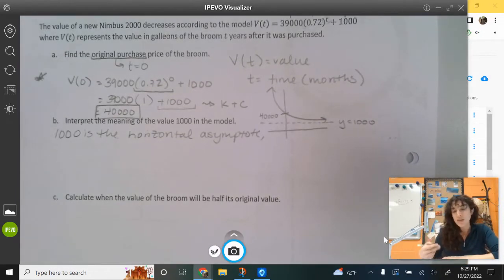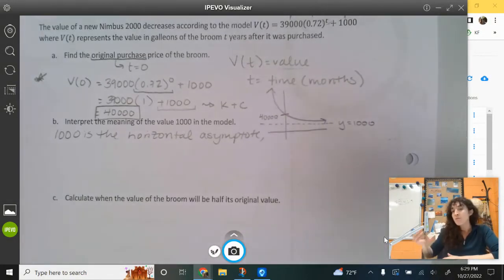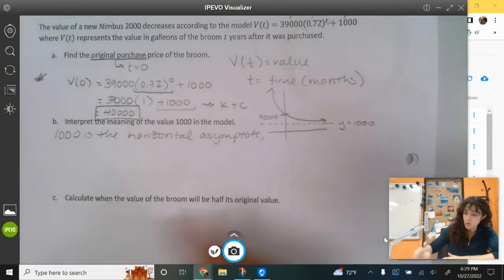If I want to interpret this in context, to interpret its meaning in this problem, that means that the graph will never go below 1,000, which means the y value will never go below 1,000. The value of the broom will never go below 1,000.